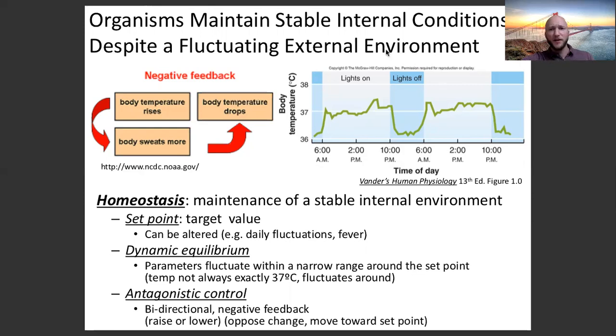In the human body, you can see in this graph that for most of the day, the set point for a human is around 37 degrees Celsius. When lights are off at nighttime, though, it drops to around 36 degrees. Daytime comes back, it's around 37 degrees. So set points can change. What are some other examples of the human temperature set point changing?